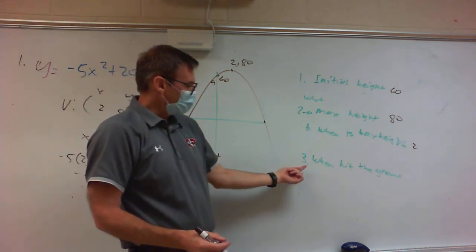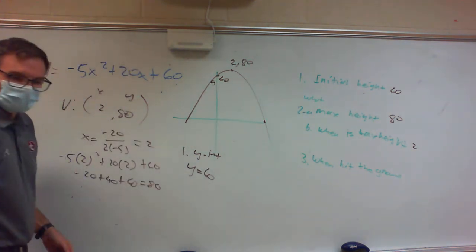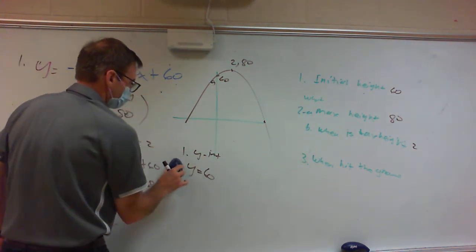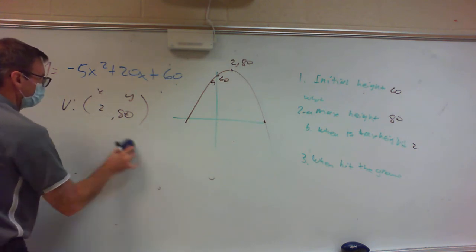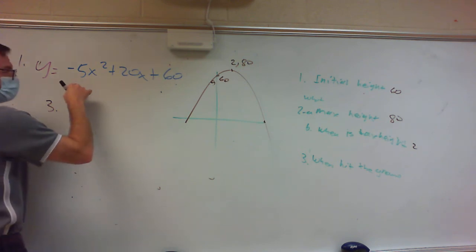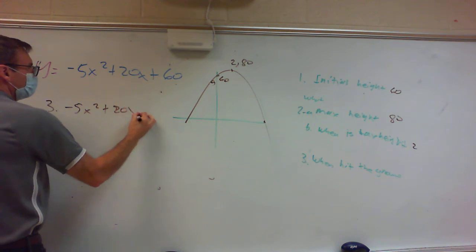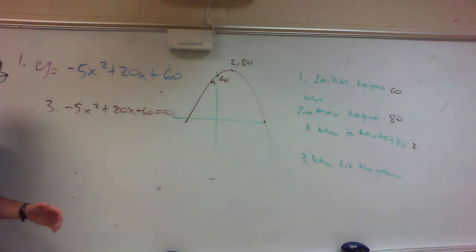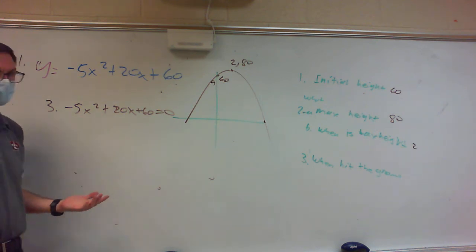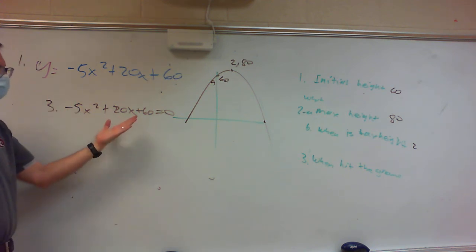And the last part is I have to know when this thing hits the ground. I'm out of room, so I need to erase this. When this thing hits the ground, I want to set this equal to 0. So to answer question 3, you take whatever this is and set it equal to 0. So you get negative 5x squared plus 20x plus 60 equal to 0. Now solve. Technically, I guess you could use the quadratic formula, but I actually made this where it would work out nice. We're going to solve by factoring.